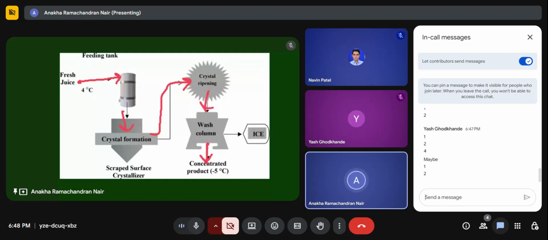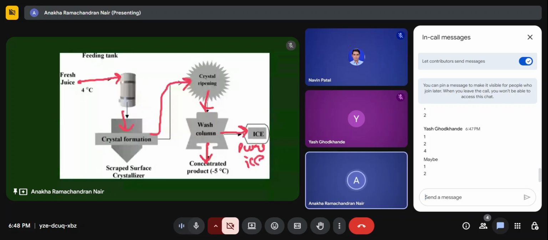While the ice is forming, there might be some solids that get stuck in it. So you will use a wash column to remove anything stuck to the ice so that you get pure ice. In that way you're removing water content from the juice, but you are keeping all the other kinds of compounds. So you are correct: 1, 2 and 4 are correct. Cryo concentration does use components like crystallizers and washing columns.